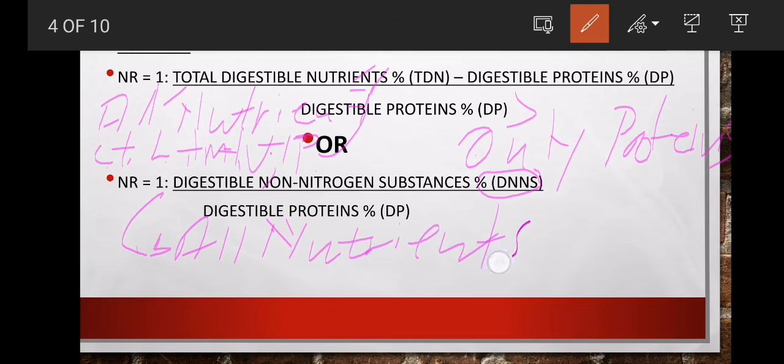Except what? Or excluding what? Excluding proteins. You will see a formula for calculating this one now. When you talk about the DNNS, these are the nutrients without nitrogen. So the nutrients without nitrogen are the carbohydrates, the lipids, but then we must remove what? Proteins.